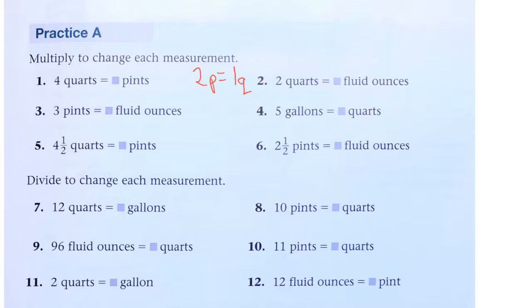So quarts are larger than pints. So when we're moving from the larger amount to the smaller amount, we're going to have more pints than quarts. So we're going to be multiplying, in this case times 2. 4 times 2 equals the 8 pints.